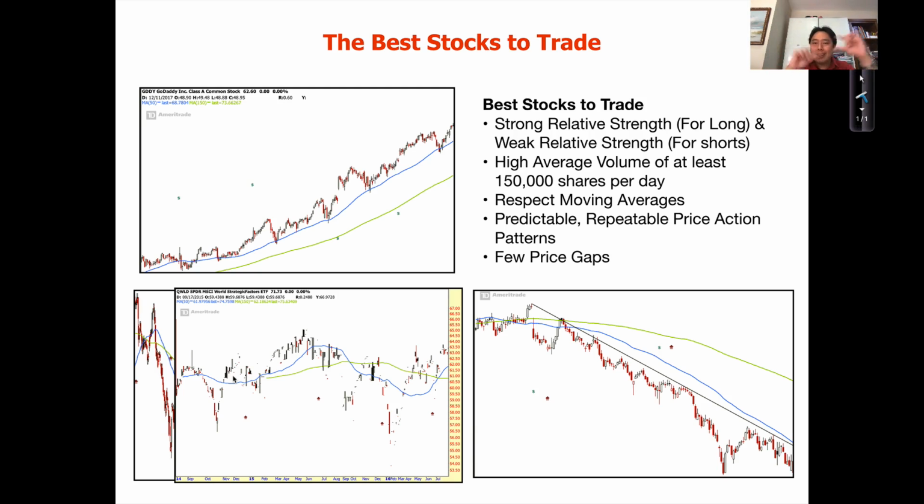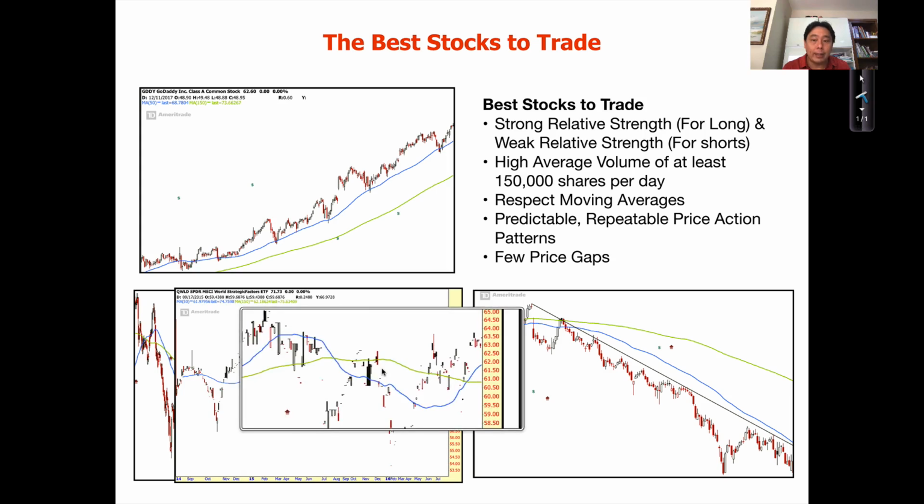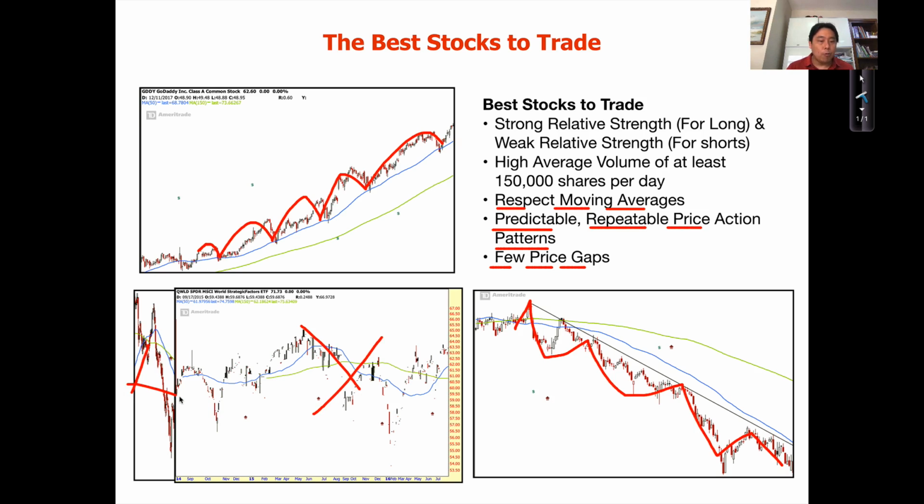So avoid stocks with a lot of gaps at the center, right? When there are a lot of gaps and broken candles. So respect moving averages, few price gaps. And again, we're looking for predictable, repeatable price patterns. So this is a very, very clear pattern that can be traded on the upside. This is a clear pattern that can be traded on the downside. These are erratic, choppy patterns that can't be traded.